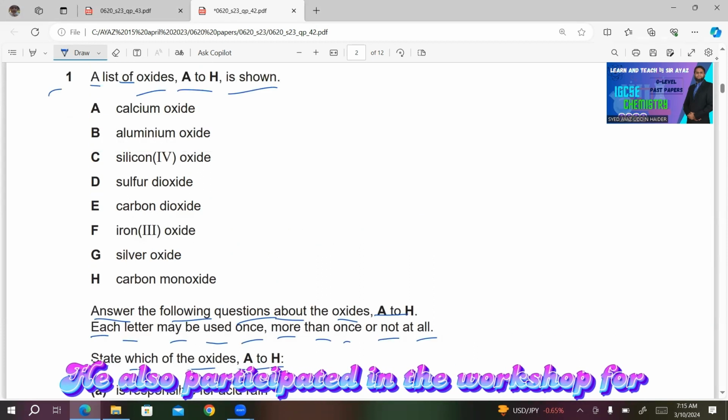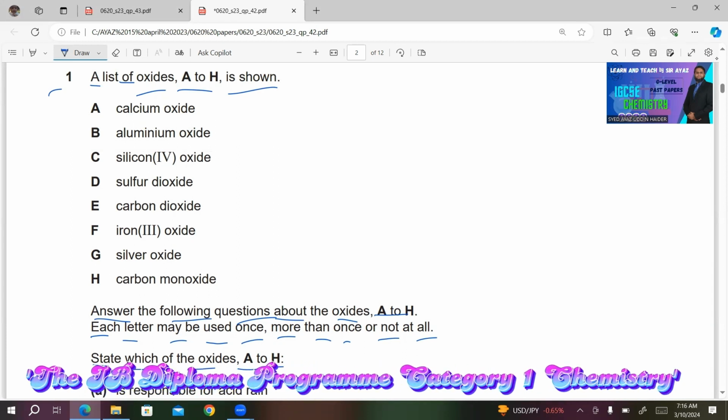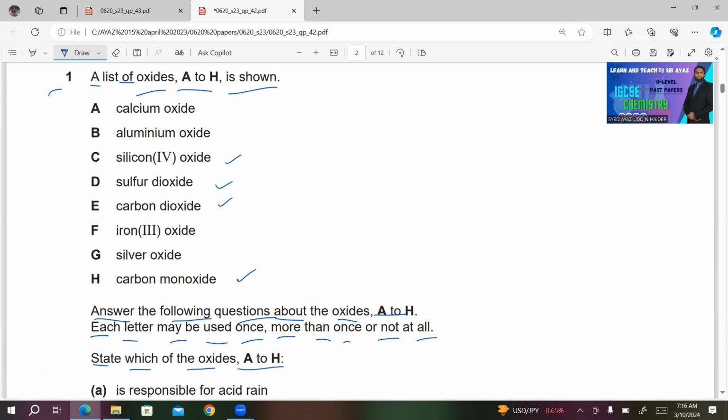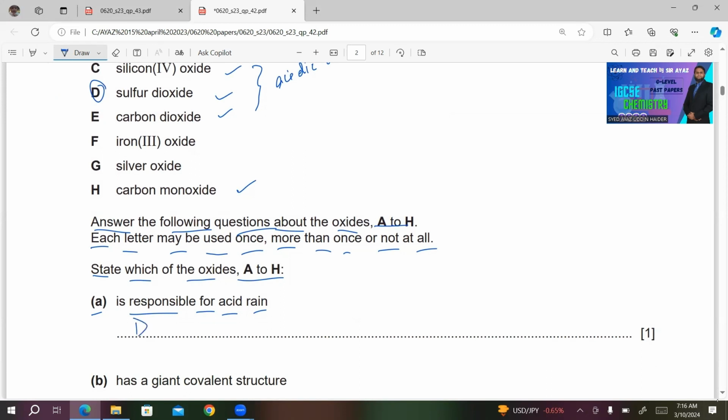If you look at the oxides, you will find some non-metal oxides in the list. Silicon 4 oxide, sulfur dioxide, carbon dioxide, and carbon monoxide. So we have three acidic oxides here. But the oxide which is responsible for acid rain is sulfur dioxide, not the other two. Carbon dioxide also forms an acidic solution, but it is not the main culprit behind acid rain. So I will write D here.